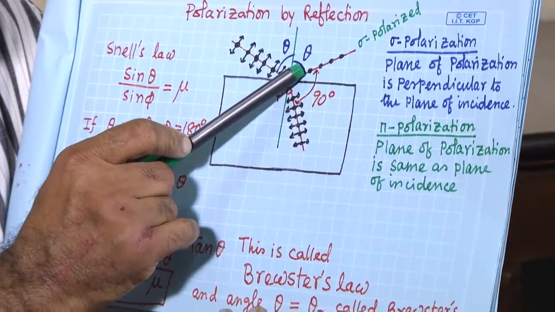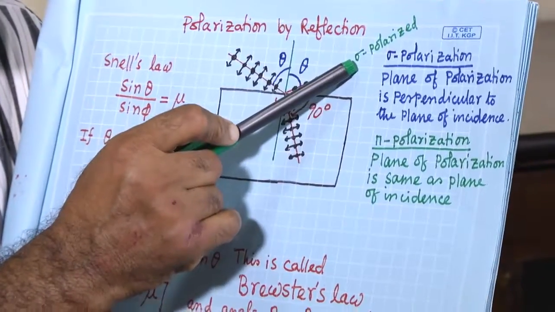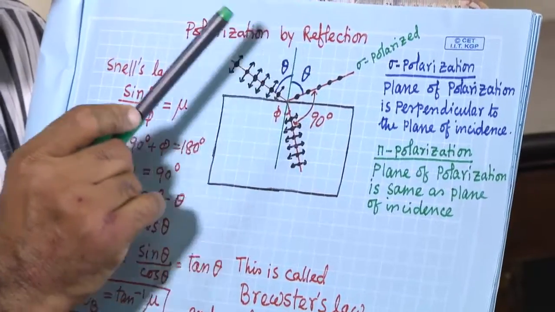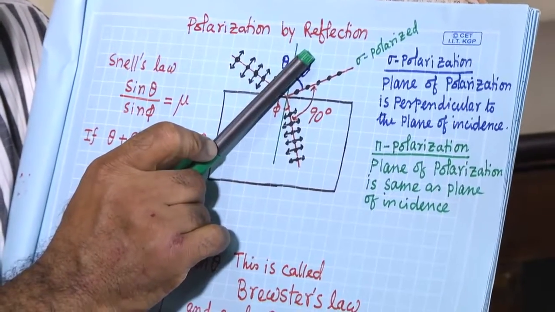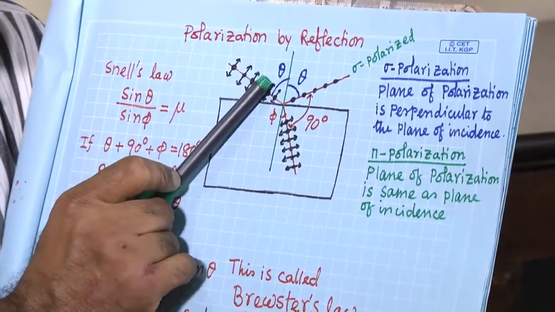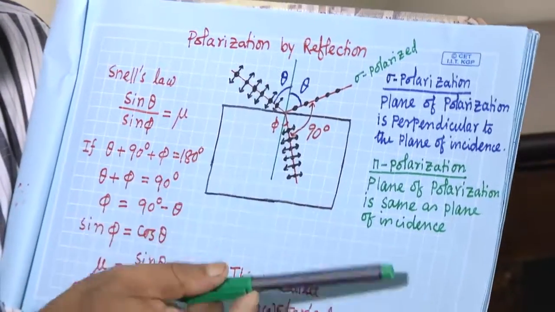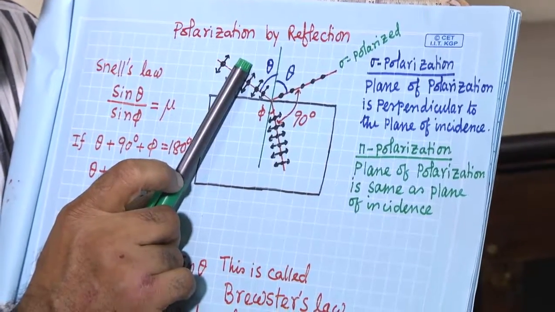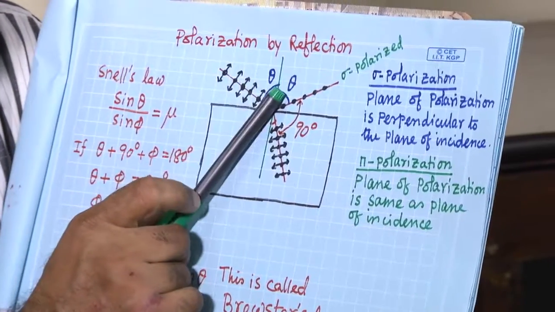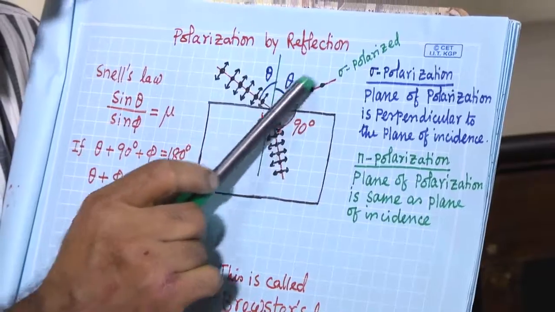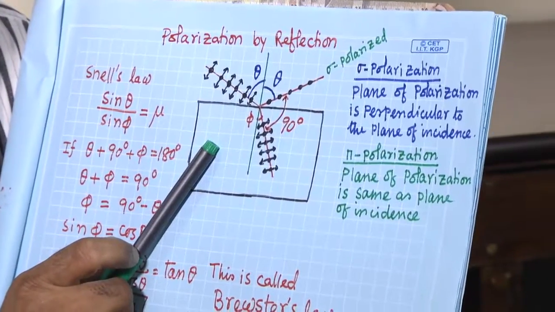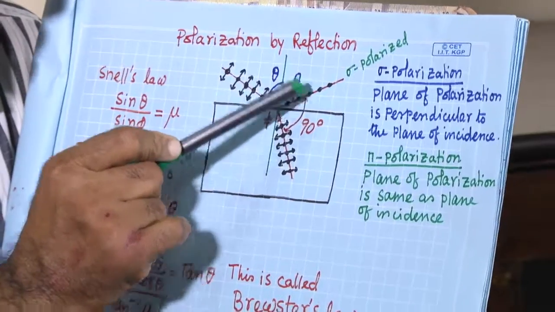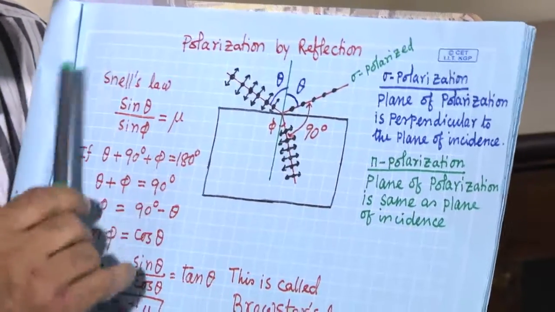This is basically sigma polarized light that we get for a particular incident angle. That incident angle is called Brewster's angle. He discovered this method, and he also found that at Brewster's angle, the incident angle at which we get polarized reflected light, the angle between the reflected light and the refracted ray is 90 degrees.